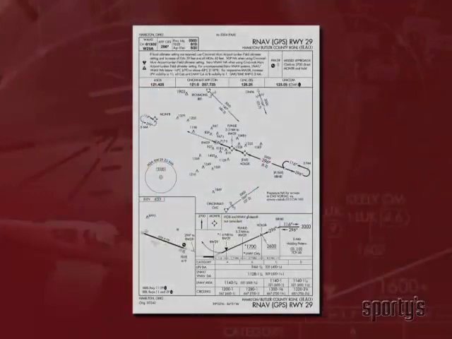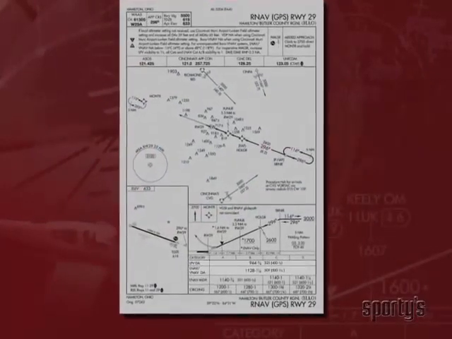Now let's look at the RNAV GPS approach to runway 29 at the Butler County Airport in Hamilton, Ohio.